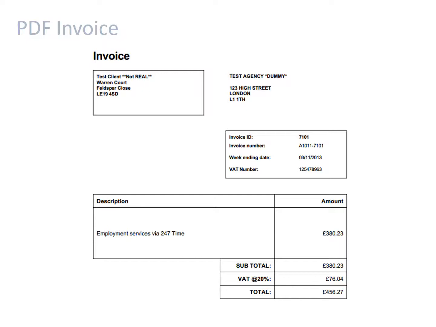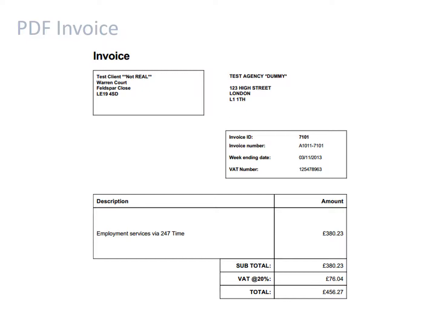Now 247 Time is a self-billing system, so you don't need to send an invoice to Barchester anymore. You still need to do something for your own internal account system, but in terms of actually folding up that invoice, sticking it in an envelope, putting a stamp on it and posting it to Barchester, this system does that for you on your behalf. And this amount here could be for tens of thousands of pounds.